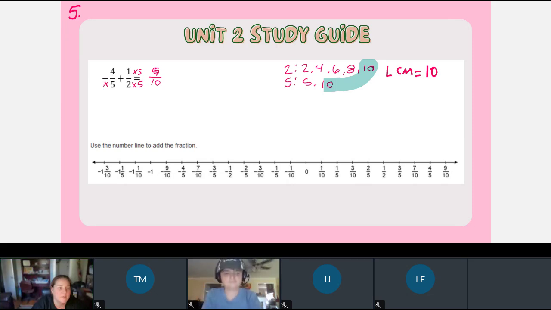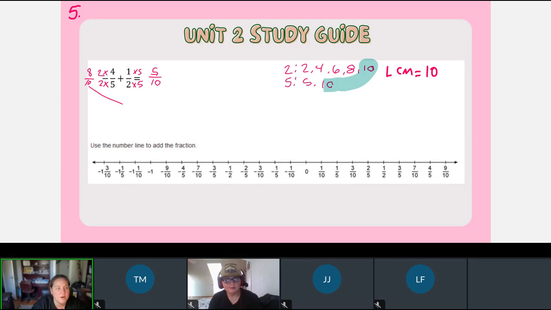Oh, what in the world happened? There we go. What did I multiply 5 by to get 10? That would be 2. And whatever you did to the bottom, you have to do to the top. So you have 4 times 2 on the top, which would give you 8. And so now here are our 2 new fractions. We have negative 8/10 plus 5/10. Now we can add because we have the same denominators.